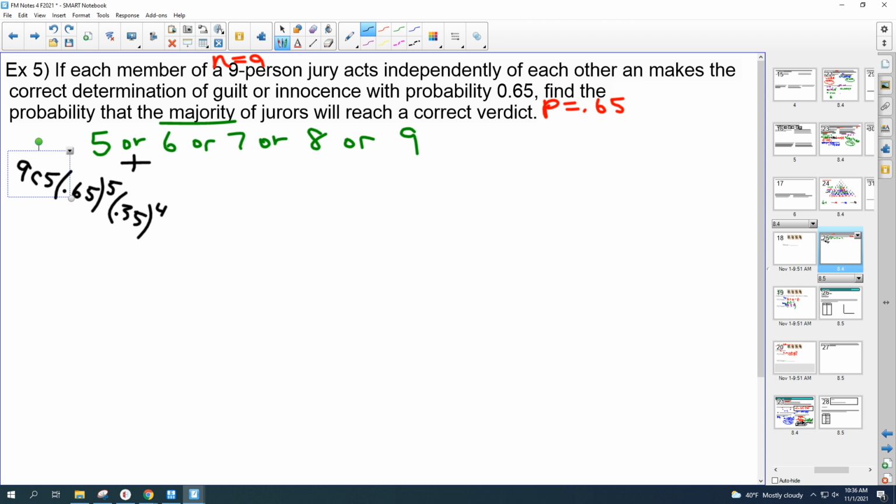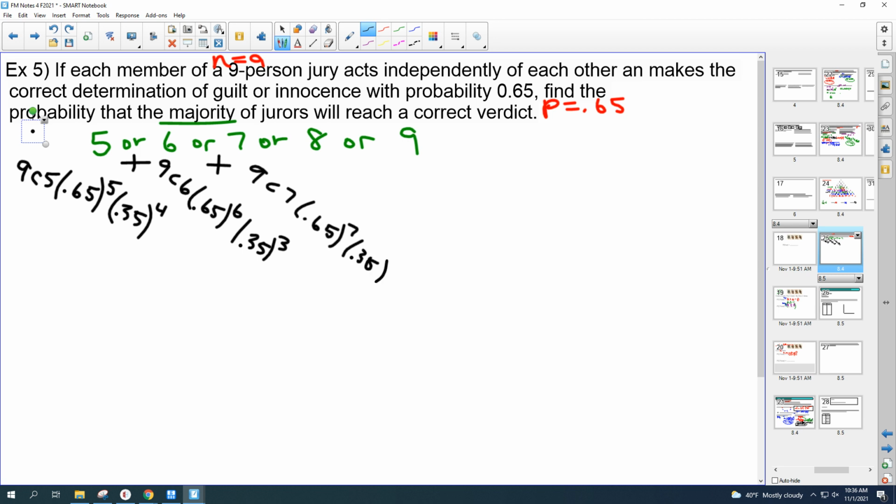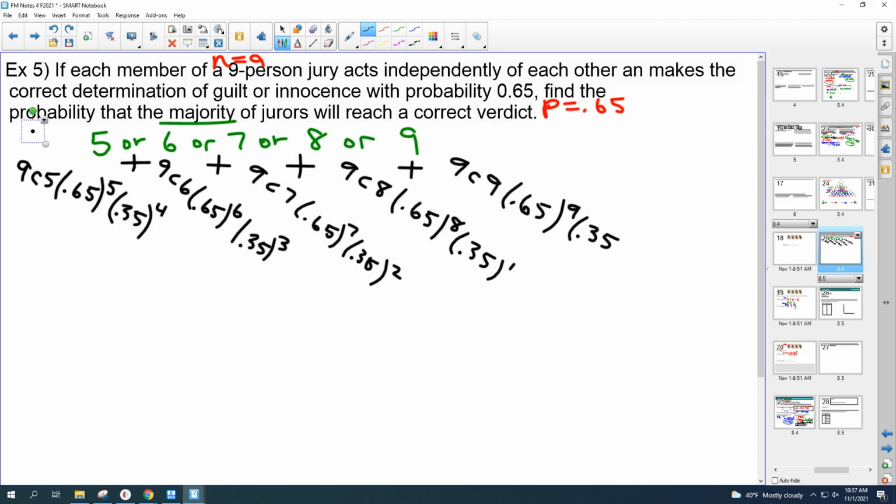Or means plus. Now we do 6 of them. 9 choose 6. And we've got 6 of those things and 3 of the others. Or means plus. 9 choose 7, 0.65 to the 7th, 0.35 to the 2nd. Or means plus. 9 choose 8, 0.65 to the 8th, 0.35 to the 1st, or means plus. 9 choose 9, 0.65 to the 9th, 0.35 to the 0.